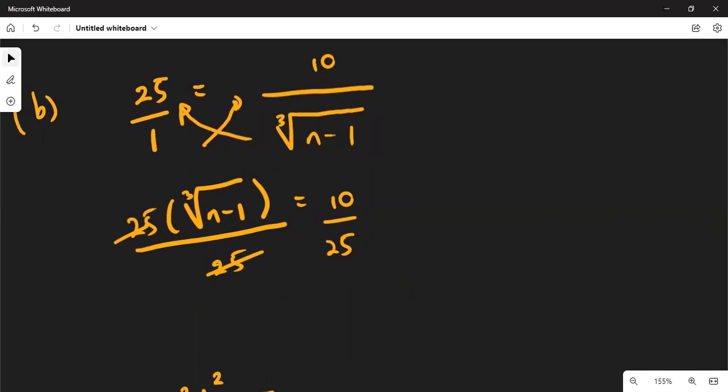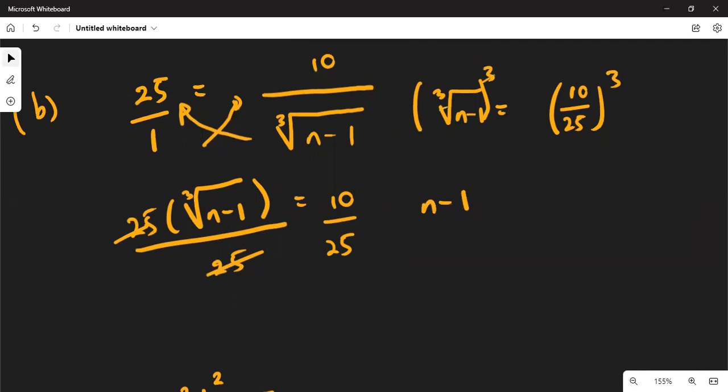So we are going to be left with the cube root of n minus 1, which is equivalent to 10 over 25. Actually, you can reduce this, it's fine. To remove the cube, raise both sides to the exponent of 3, that will be n minus 1. This will neutralize each other, and that will be 10 over 25 to the exponent of 3. So to find n, we simply have to take this minus 1 to this side of the equation so that it will be a plus.